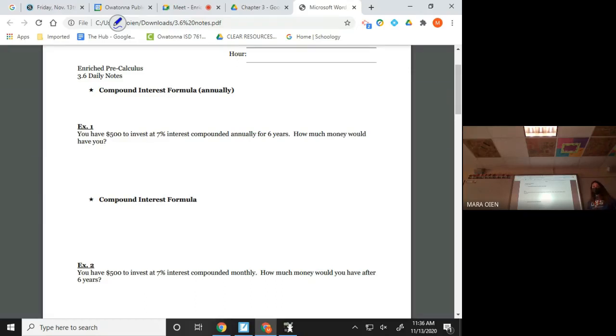So the very first thing, there are some formulas that you're going to need. The first formula is our compound interest formula, and this is for annual compound interest. It says A equals P times (1 plus R) to the T power. That is a really basic, straightforward formula. It looks really similar to our population growth one, maybe a few different letters, but here's what everything stands for.